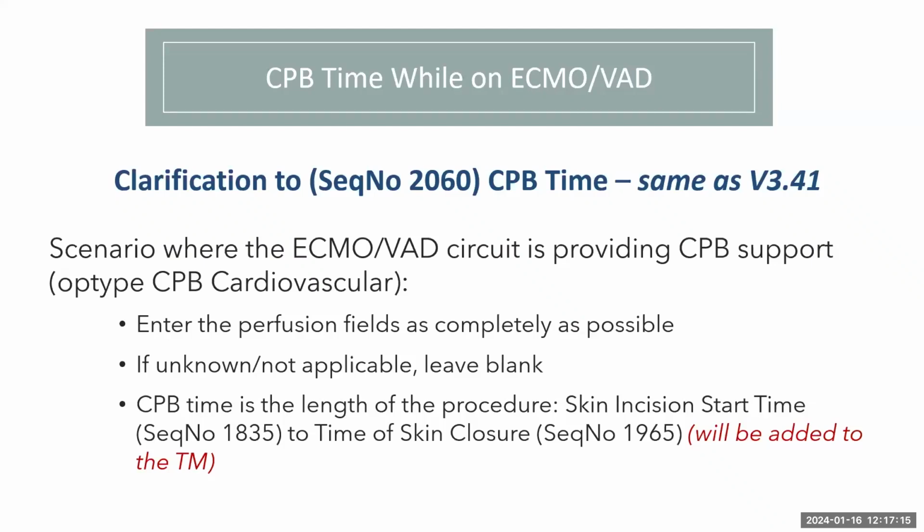So again, this is not a change from 6.23.2. It's actually mentioned in the training manual. We've received this question multiple times, so it is posted there. I understand though, back in 3.41, how difficult the training manual was to use. And so hopefully now we've made it quite clear that this is what you do when you're using ECMO and VAD support for an op type CPB cardiovascular case. Next slide.